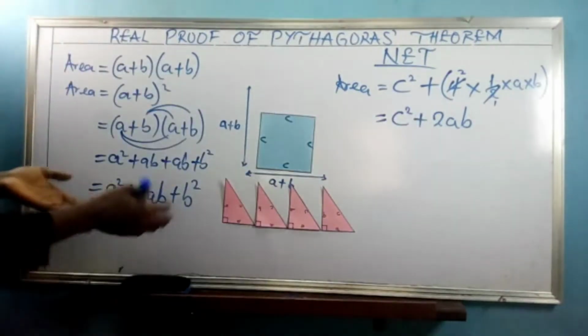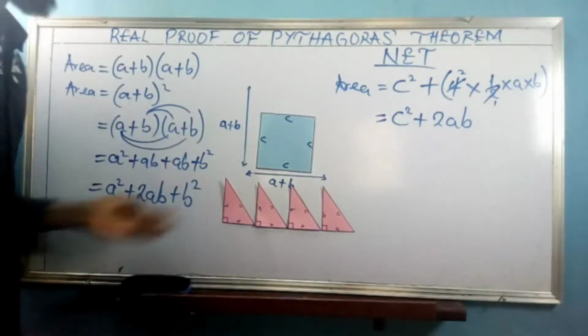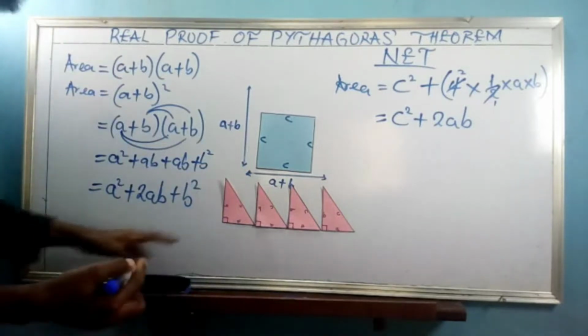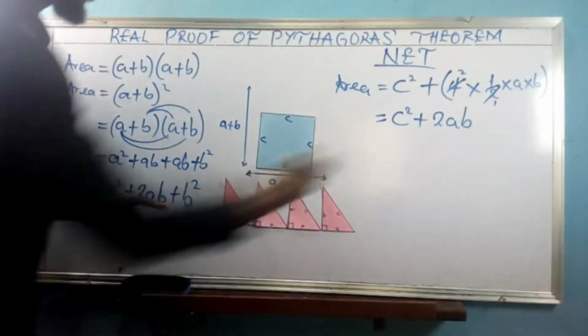So which means this side must equal this side. Do you get that? The two sides must equal each other. Let me put it together now. Let me put it here. So this place will equal this place now.